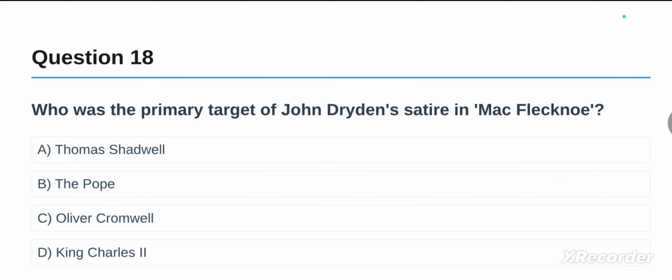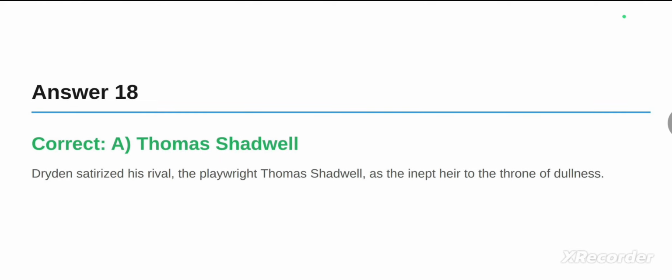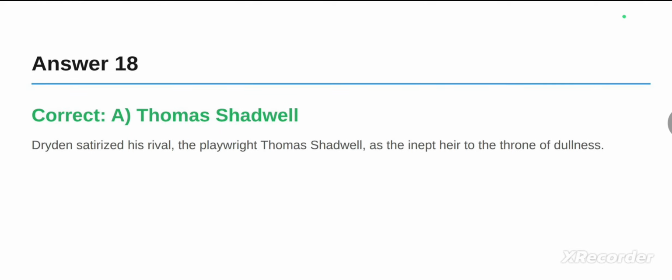Who was the primary target of John Dryden's satire in Macflecknoe? And the answer is Thomas Shadwell. Dryden satirized his rival, the playwright Thomas Shadwell, as the insect heir to the throne of dullness.